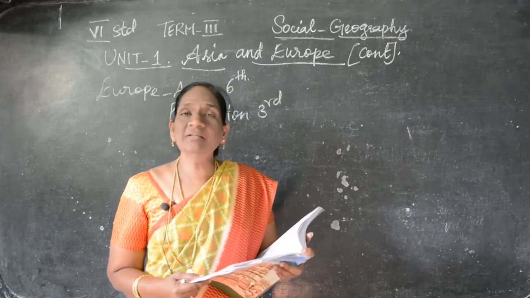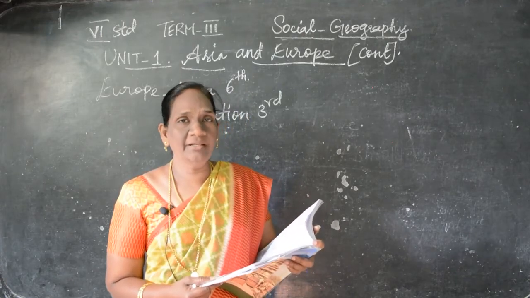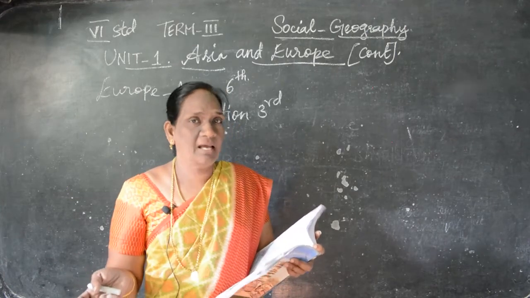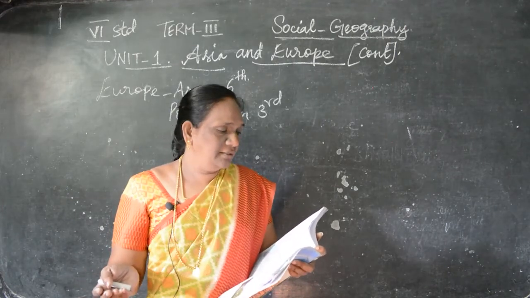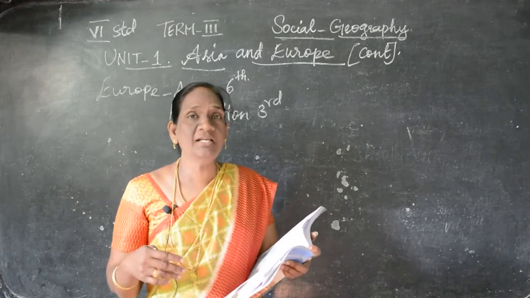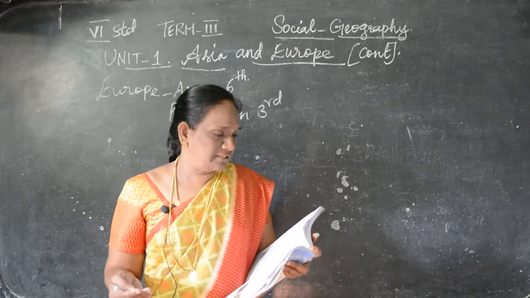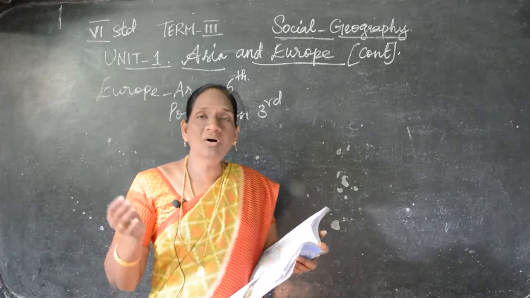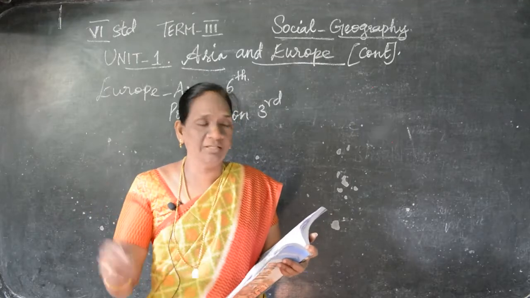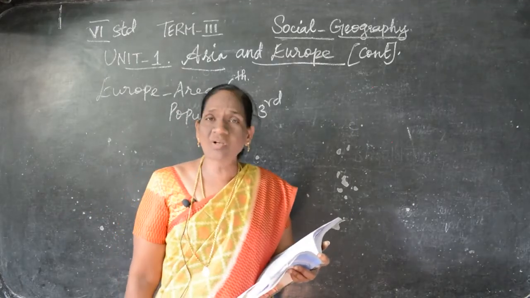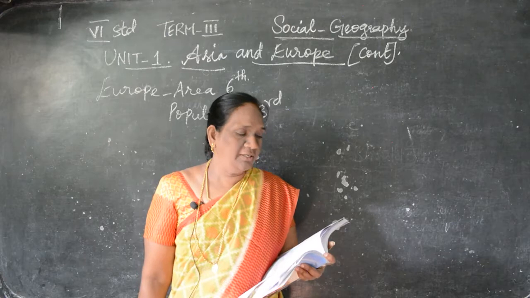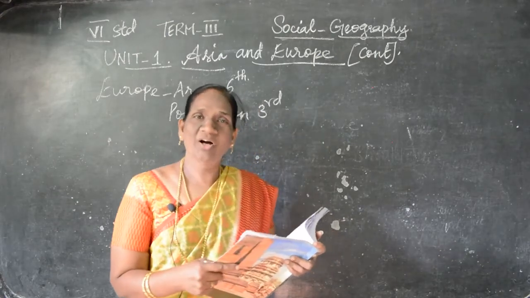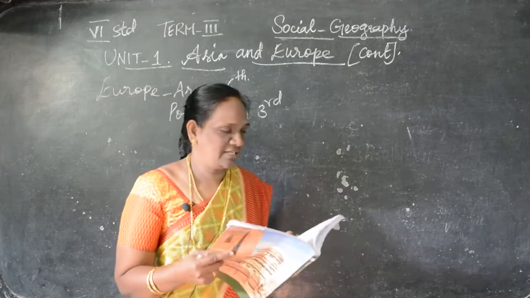Because of its area, this European continent has diverse landforms. Western civilization, especially the Roman and Greek civilizations, democracy, and the industrial revolution, all happened in this continent only, and it is the most developed continent in the world. We are going to see about the European continent. Are you happy? Shall we start? Yes.